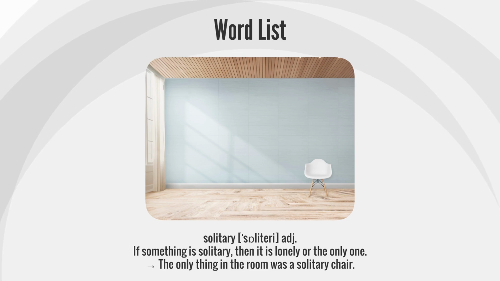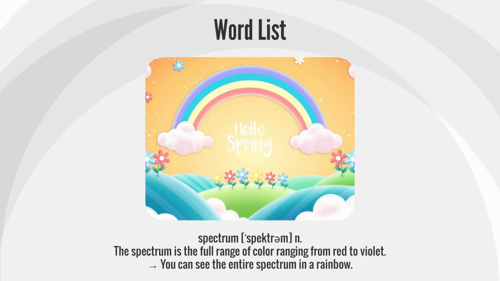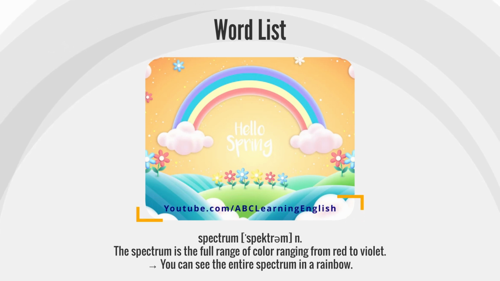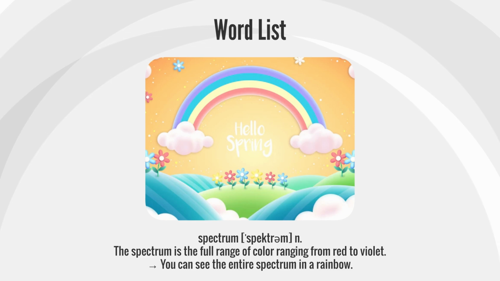Solitary. If something is solitary, then it is lonely or the only one. The only thing in the room was a solitary chair. Spectrum. The spectrum is the full range of color, ranging from red to violet. You can see the entire spectrum in a rainbow.